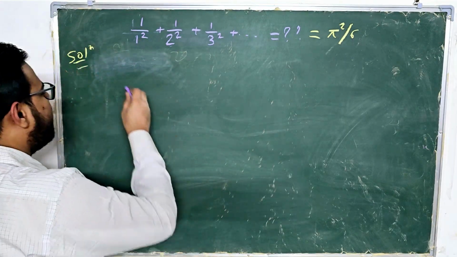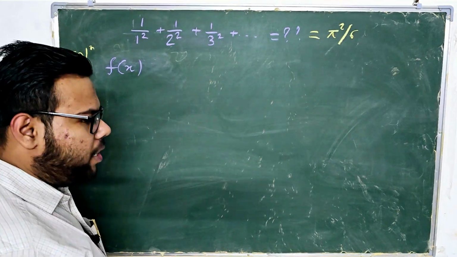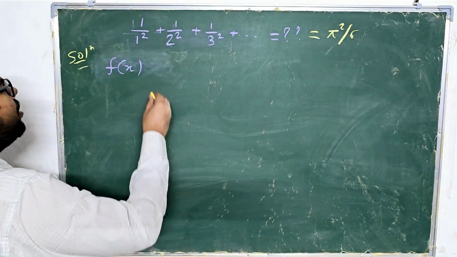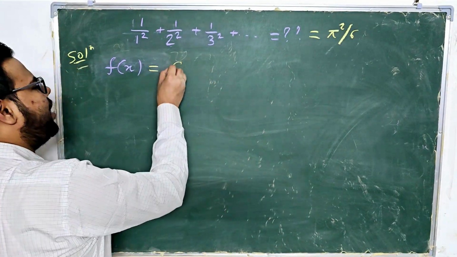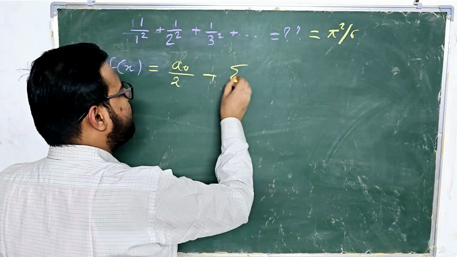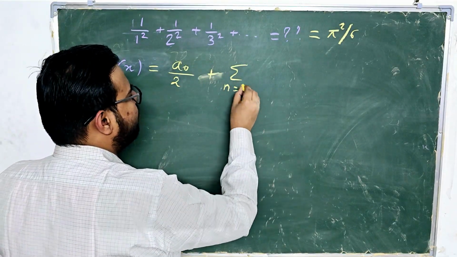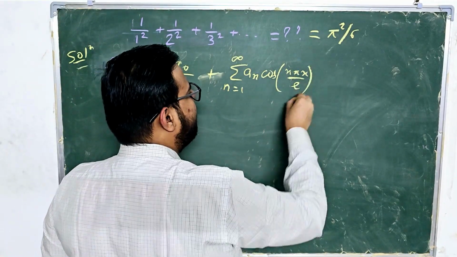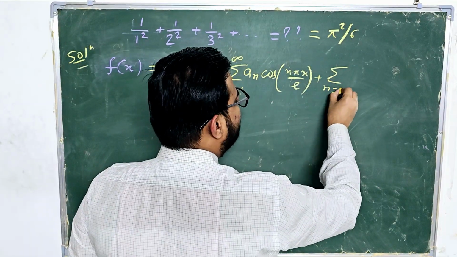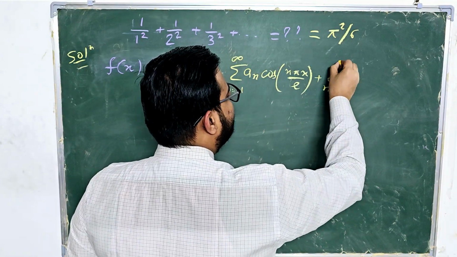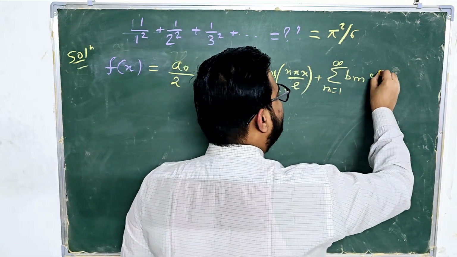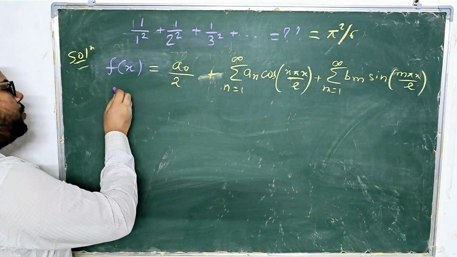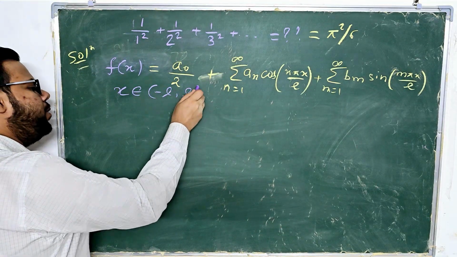Suppose you have a function f(x) and you want it to be written as a linear combination of trig functions sine and cos. So how do you write it? Fourier series is used for that work only. So it is a naught by 2 plus the summation from n equal to 1 to infinity a n cos n pi x by L plus the summation from m equal to 1 to infinity b m sine m pi x by L, where x belongs to negative L to L, right?